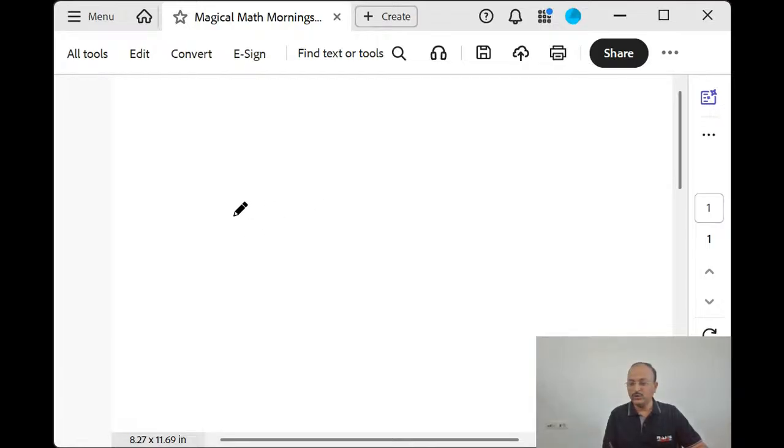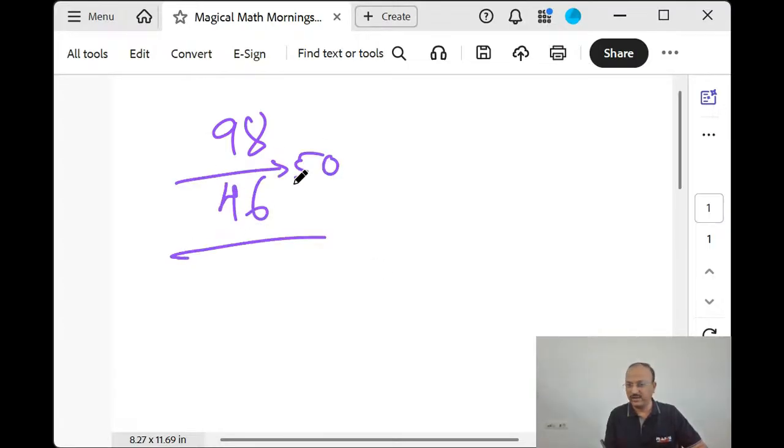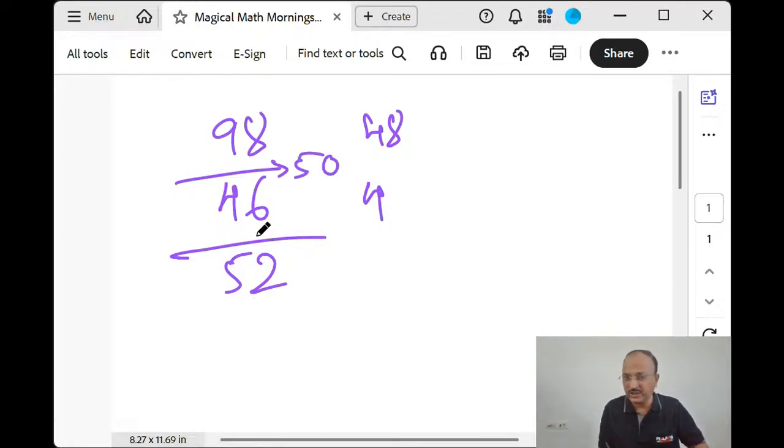What you do, you take the closest 100 or closest 1000, or even this technique can be used for 2 digit numbers also. For example, you want to subtract 98 minus 46. I'll take the closest 10, which is 50. This is 4 less, this is 48. 48 plus 4 is 52. Very simple. Okay? Because 2 digit number means we'll go to the nearest 10.